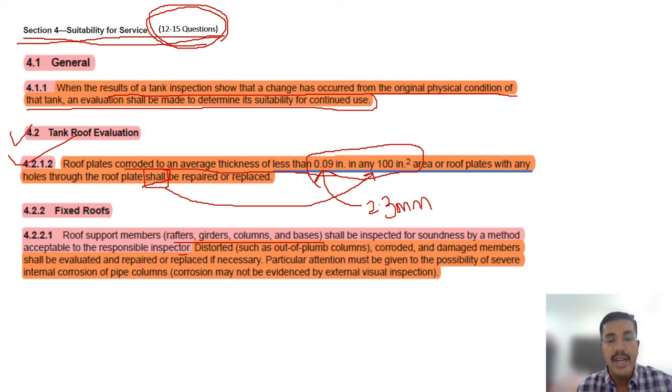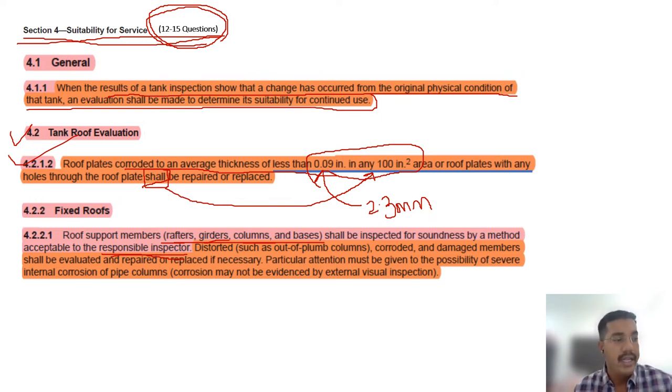Columns, girders, rafters. Rafters are horizontally supported, girders inclined supported. Columns are in the center and support the roof with equal distribution. If it is a bigger roof, then we have many columns. The authorized inspector has to decide in a suitable manner. He has to inspect the roof.